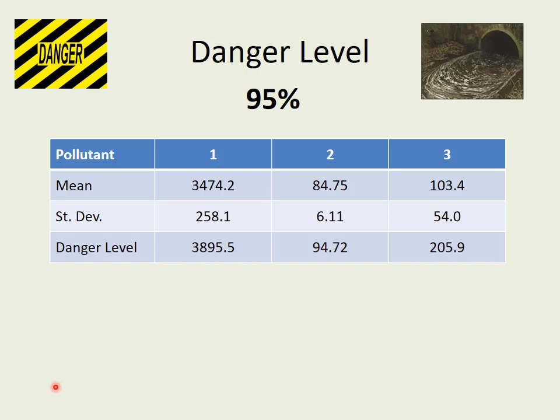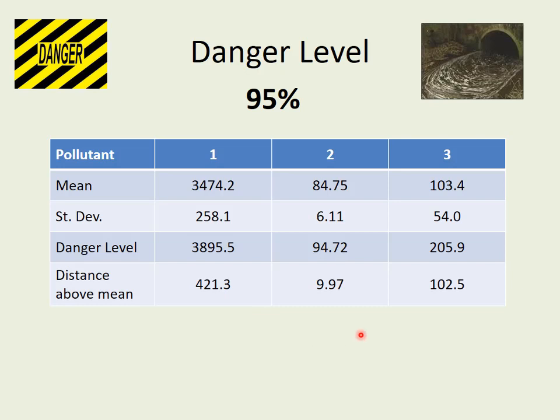For pollutant 1, 95% are below this, 5% above. Here, 95% below this. Here, 95% below this. So that's the danger level for each pollutant. But so far, it's hard to see any clear pattern there, apart from this must be bigger because this is bigger. So it's kind of related to the level. But I can't see much other pattern. Not really.